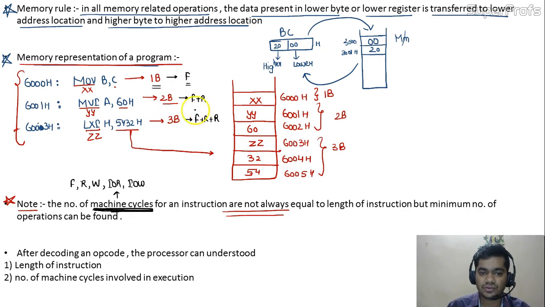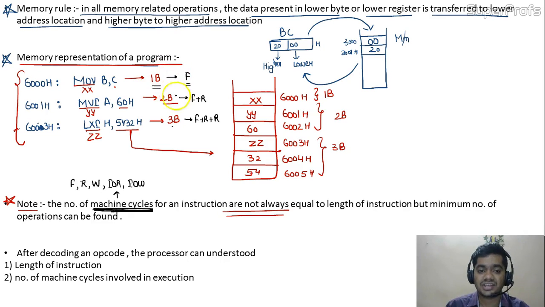Here 2 bytes, 2 machine cycles, 3 bytes, 3 machine cycles, and this note is saying that it is not always equal to the length of the instruction, but from the bytes only we can understand what are the minimum machine cycles that are going to be present, because there are some instructions for which the bytes are less than the machine cycles.